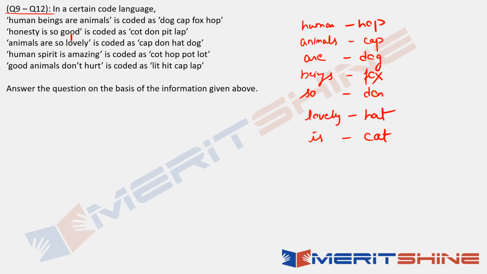Can we do this for good? Yeah, this is good here, this is good here. What is common here? I think just one word common. Yeah, lap. It's lap. So good becomes lap. And the last one there then would be honesty. So what is left? Pit.